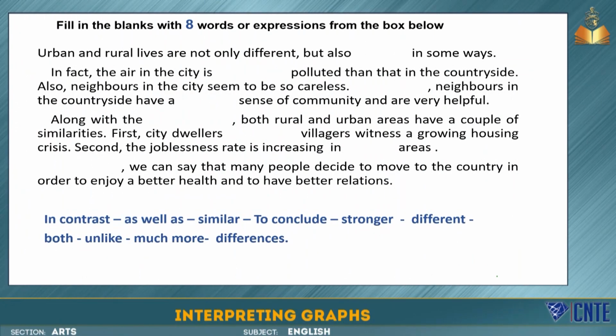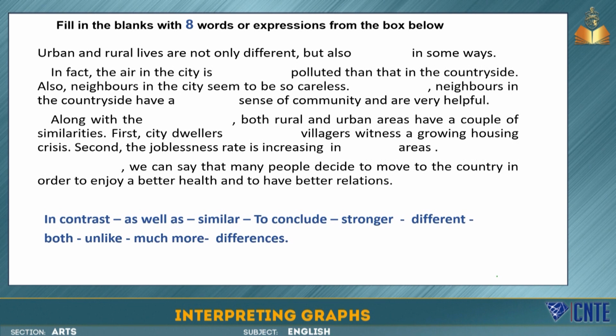Now, if you wish, you can write your own paragraph after watching the video. But now, let's do this task to get a sample paragraph. The task is to fill in the blanks with 8 words or expressions from the box below. So let's start reading the paragraph. Urban and rural lives are not only different, but also blank in some ways. In fact, the air in the city is blank polluted than that in the countryside.